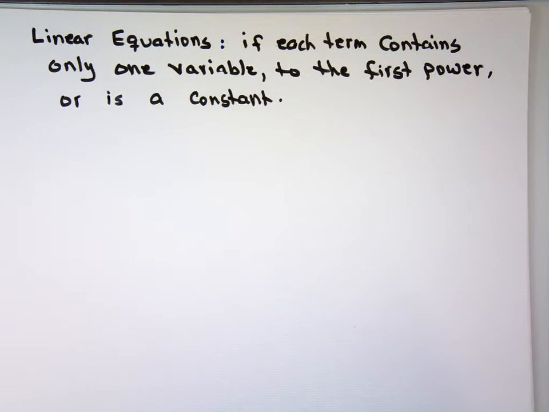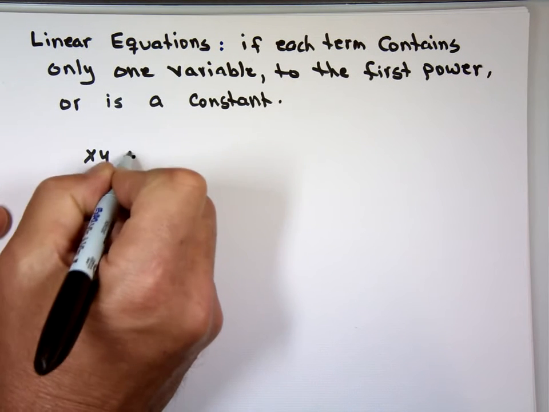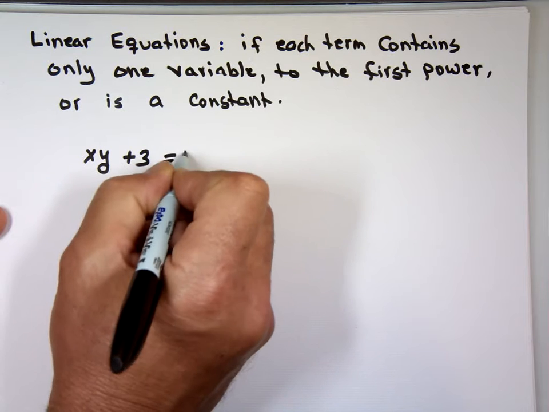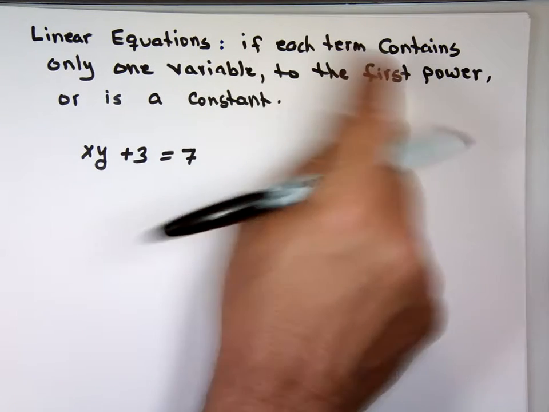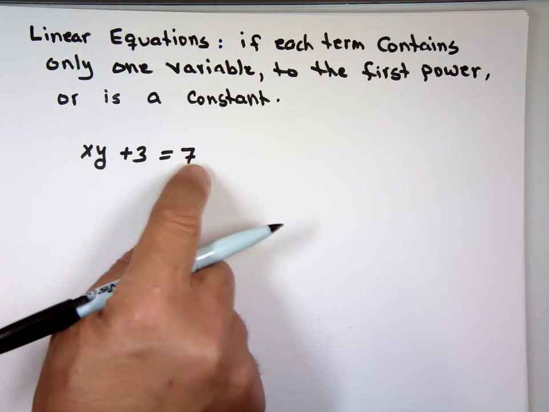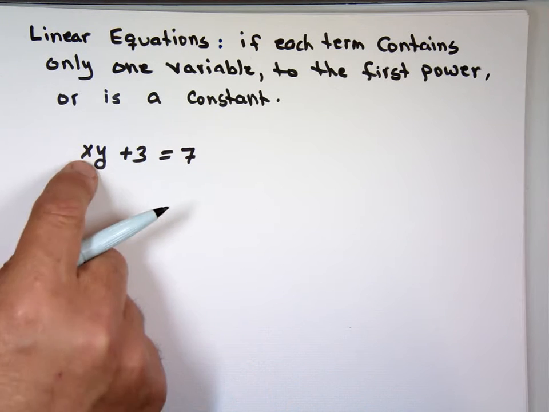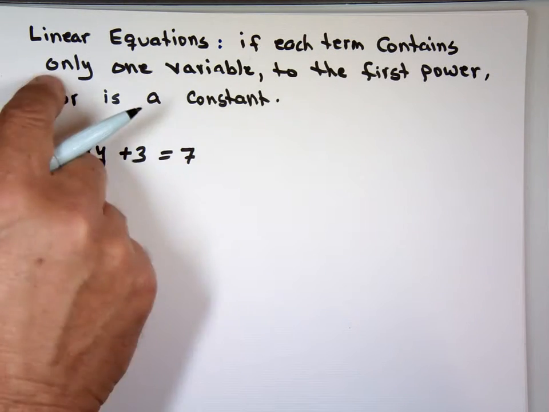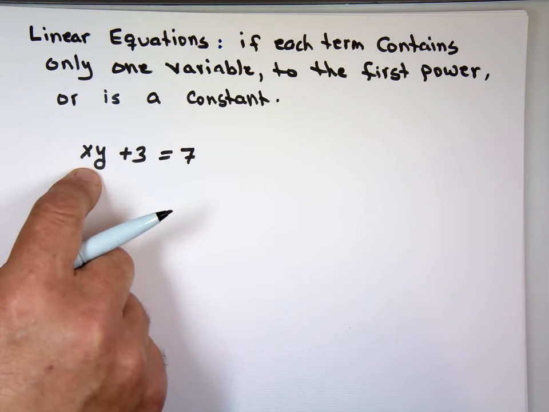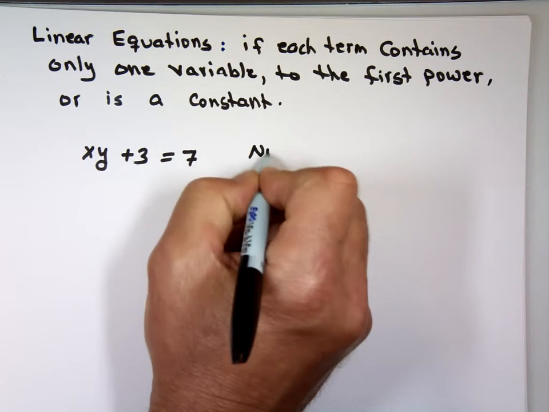Now let's take an example. xy plus 3 equals 7. Is that a linear equation? If each term, there's 1, 2, 3 terms. Only addition and subtraction separates terms. If each term contains only one variable, let's look at this term. Does it have only one variable? No, that's not linear.